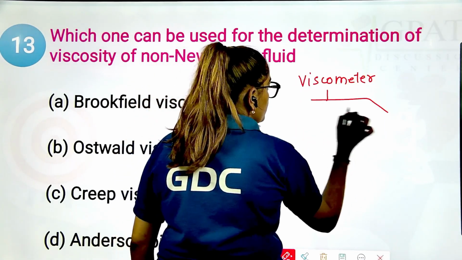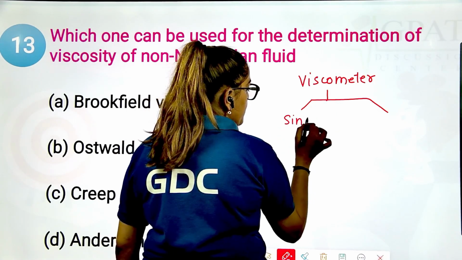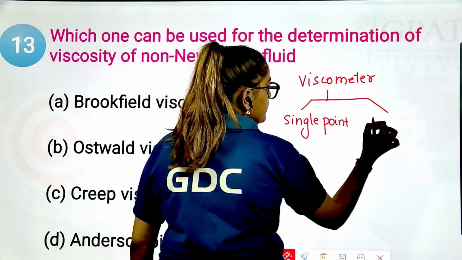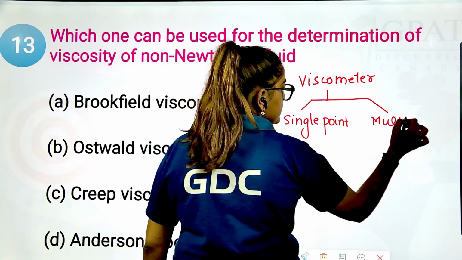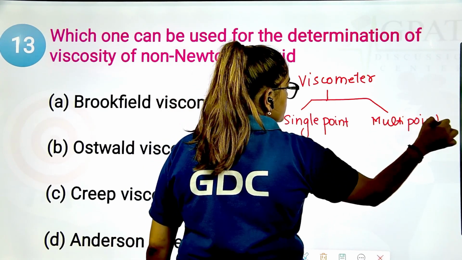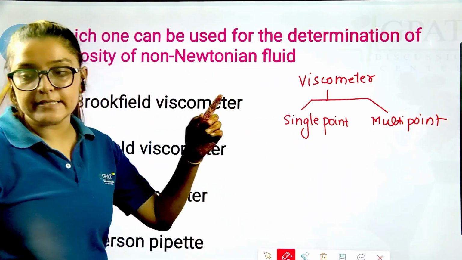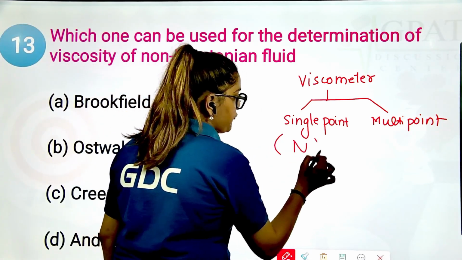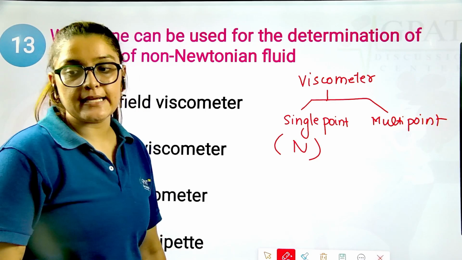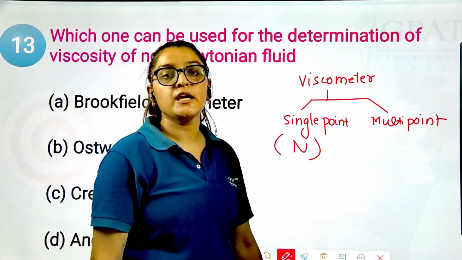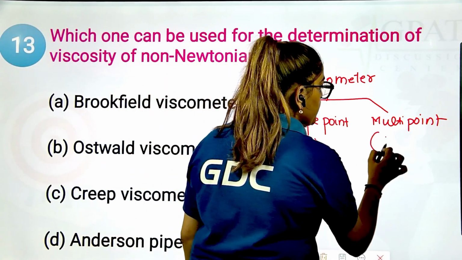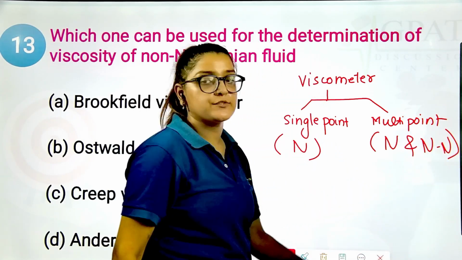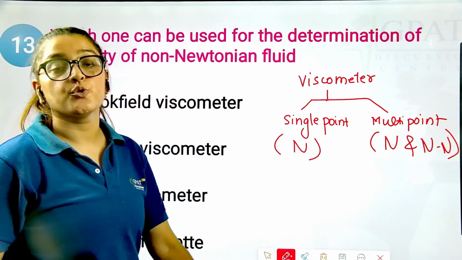So we have two viscometers. One is the single point, the other one is the multi-point. Single point viscometer is mainly for the Newtonian system. Multi-point is for Newtonian and non-Newtonian both.